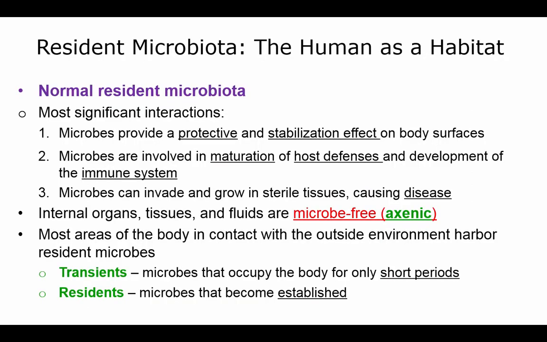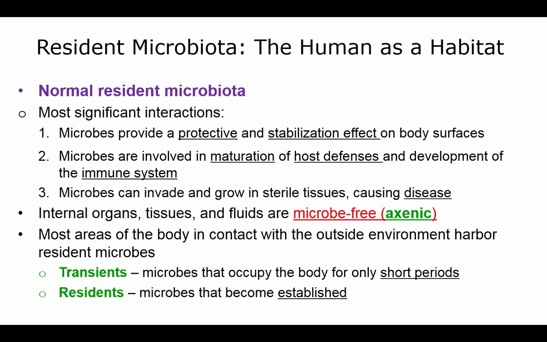Now, our normal resident microbiota, or our normal flora, we need to remember that our microbes outnumber our human cells as many as 10 to 1. And the most significant interactions here, they provide a protective and stabilizing effect on body surfaces. They are involved in the maturation of our defenses and the development of our immune system.